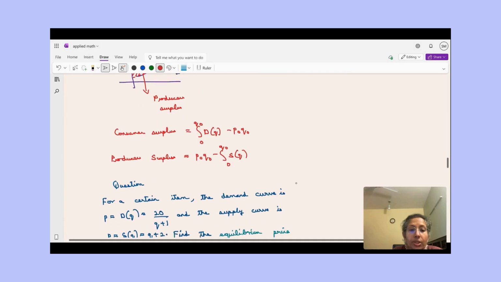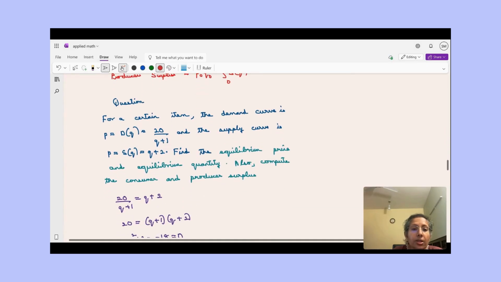So coming to a question: for a certain item, the demand curve is P equals D(q) equals 20 by q plus 1, and the supply curve is P equals S(q) equals q plus 2. Find the equilibrium price and equilibrium quantity. Also compute the consumer and producer surplus.